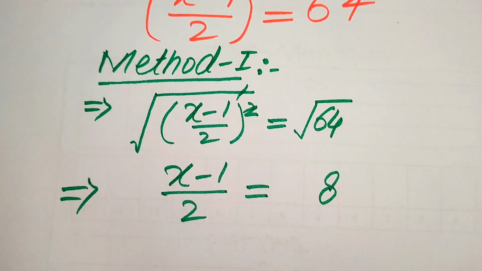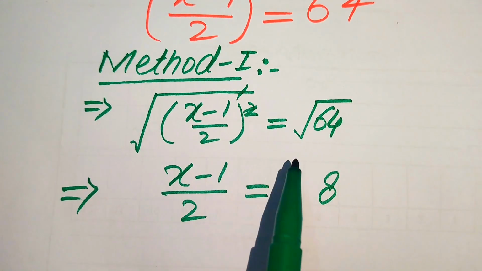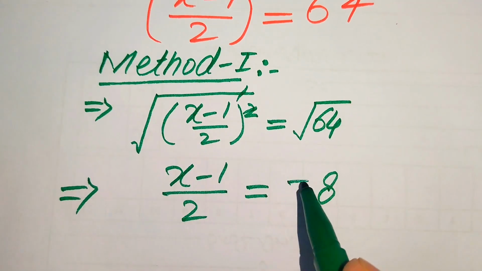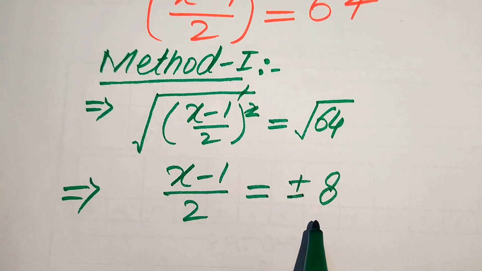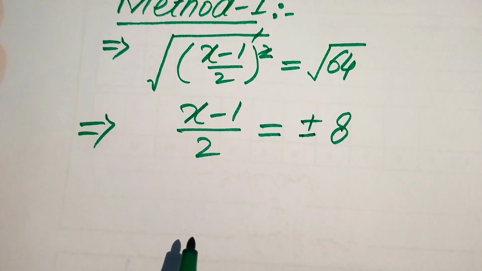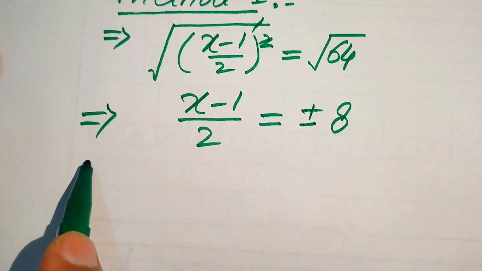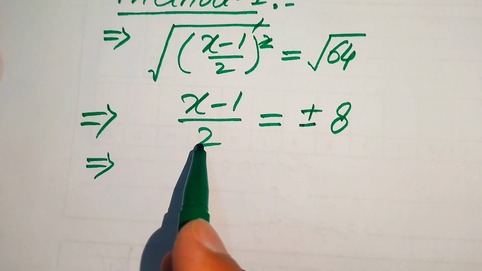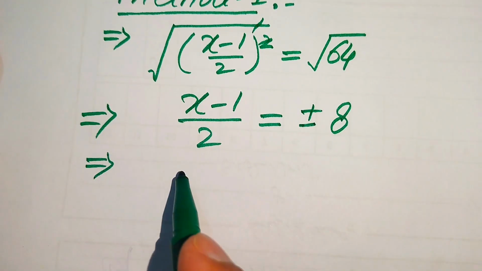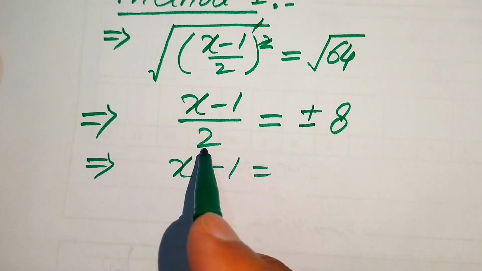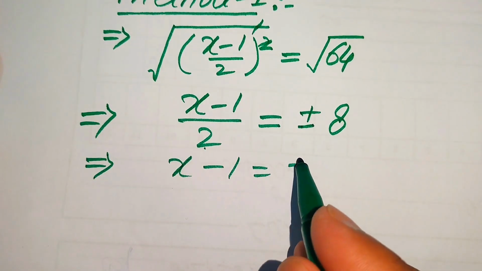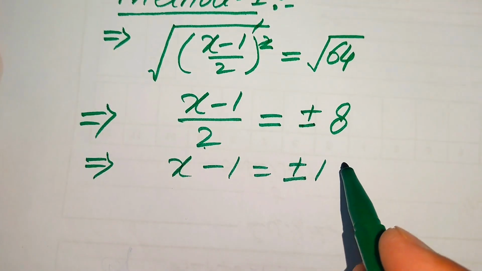Also you know that when we take the square root on both sides, we write the plus minus sign on any one of the sides, so we write the plus minus sign on the right hand side. Now we move this 2 to the right hand side. It is divided by 2, so when we move it to the right hand side it is multiplied by plus minus 8. So when we multiply this 2 with this 8, it will be written as plus minus 16.